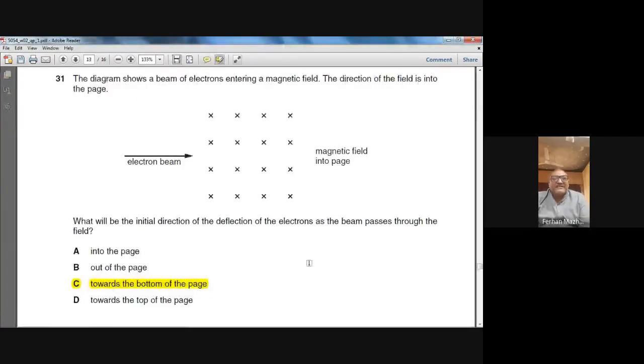I hope you have understood how to apply the left hand rule. FMC. If you stretch the fingers of your left hand, the thumb is F, the force, the index finger is the magnetic field, and the middle finger represents the direction of the current. But that current is conventional current due to the positive charges. The question was on electrons, which are negative.